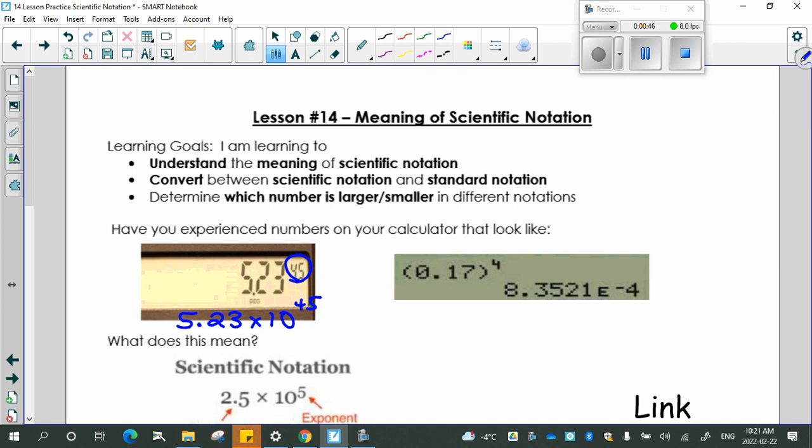Okay, and same with this one, e negative 4, which some calculators show you, means times 10 to the negative 4. So that e negative 4, it could be an e 20, and then it would be times 10 to the 20th. Okay, so that's scientific notation. If your calculator tells you that, now you should be able to know that I would take this number and move the decimal 1, 2, 3, 4 places, and that's what that number is that you see right here. It's 0.0008351. Okay?